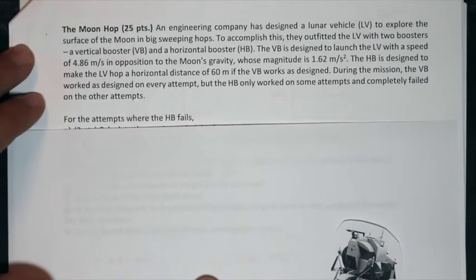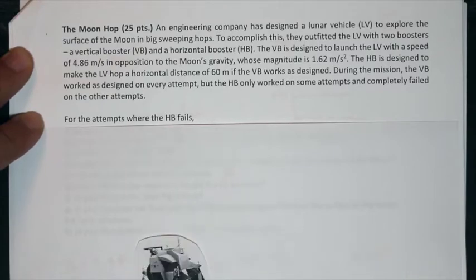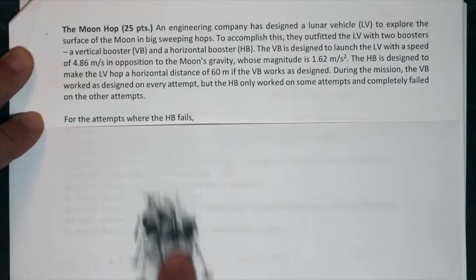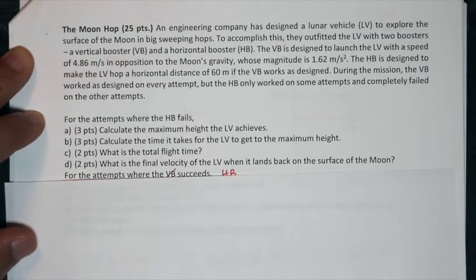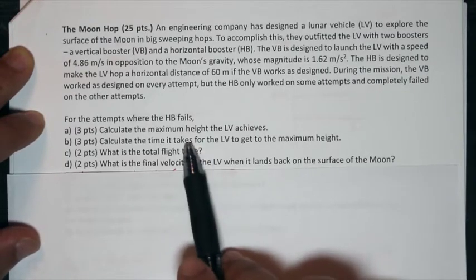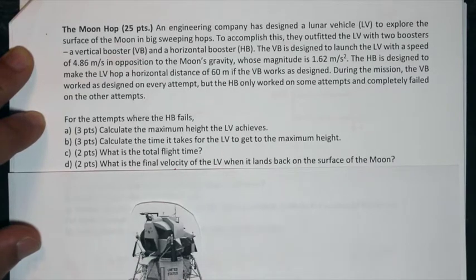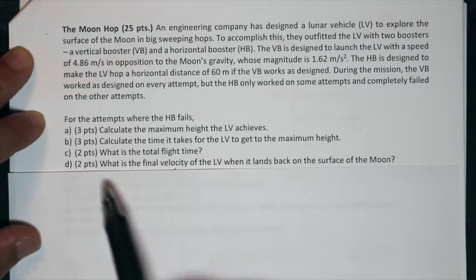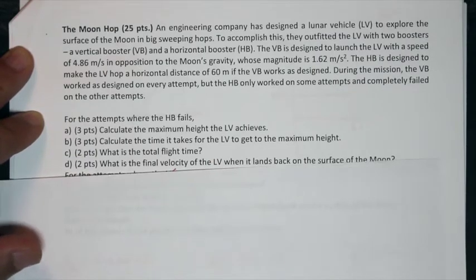So let's see what the questions are. First of all, it's asking for the attempts where the HB, the horizontal booster, fails, so we're just going up and down. Let's calculate these four things: the maximum height, the time it takes to get to the maximum height, the total flight time, so up and down, and the final velocity when it lands back on the surface of the moon. So let's start with the maximum height.